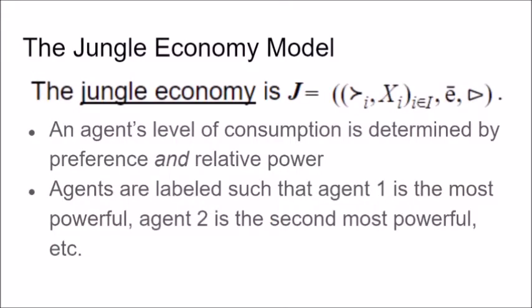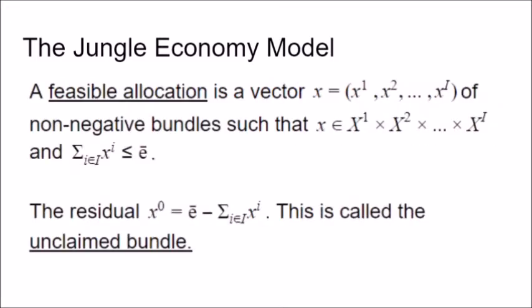So the full model of the jungle economy looks like this. The economy J is the set of bundles X as determined by each agent's preference relation, each agent's power relation, and the social endowment. So, 2 things to immediately note are that 1, an agent's level of consumption is determined by preferences and relative power. It's not like an exchange economy where your consumption is determined by your preferences and your budget set. Secondly, we label the agents in such a way that agent 1 is the most powerful, agent 2 is the second most powerful, etc. That ordering will make things easier.